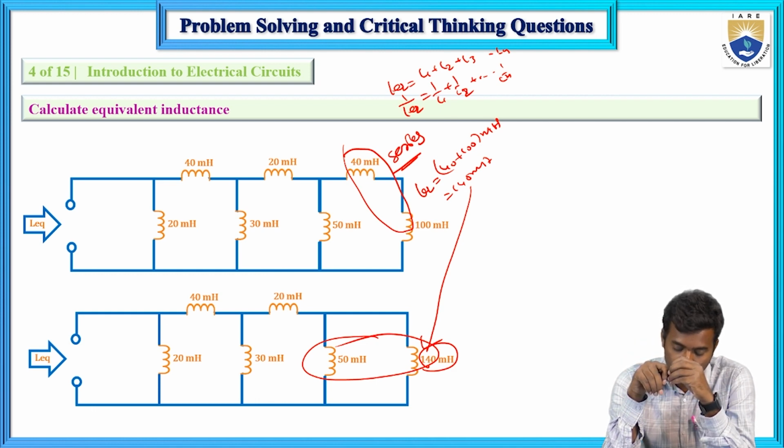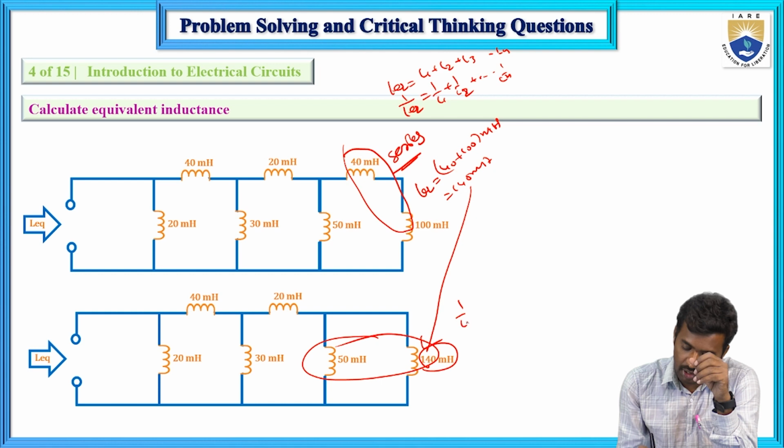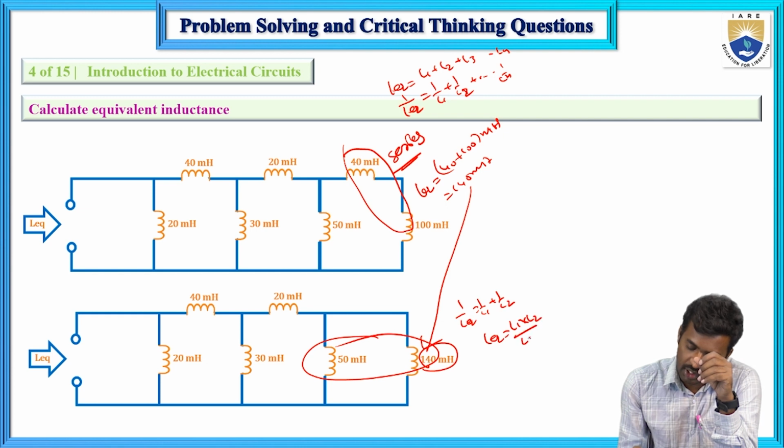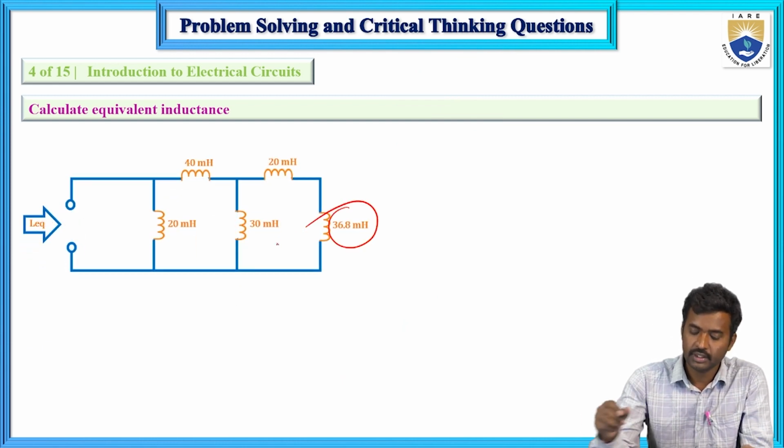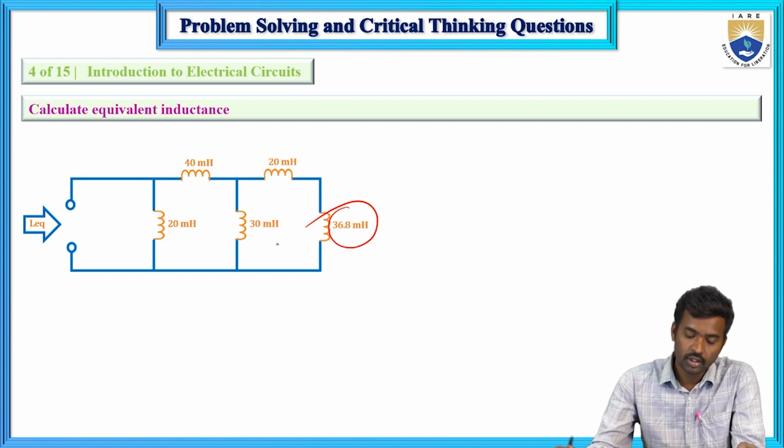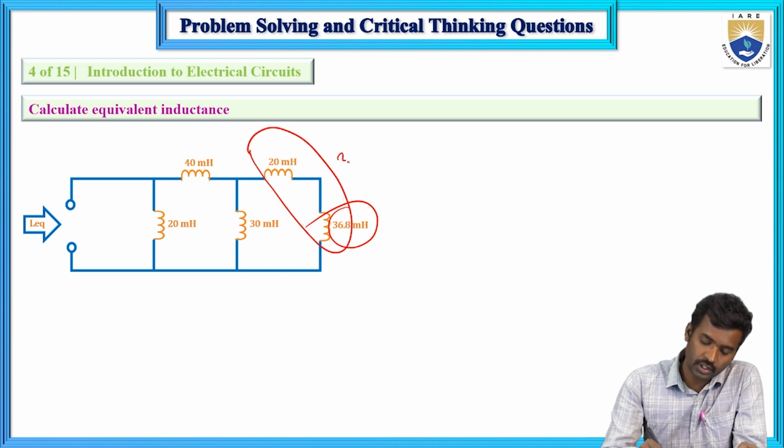For that case, 1 by L equivalent equals 1 by L1 plus 1 by L2, that is, L equivalent equals L1 into L2 divided by L1 plus L2. Now here the two inductances are 50 and 140, so 50 into 140 divided by 50 plus 140. The value is 36.8 millihenries. Now these two are connected in series, so 36.8 plus next 20 equals 56.8.